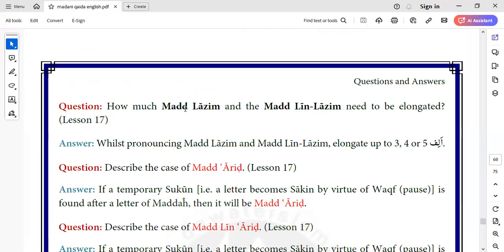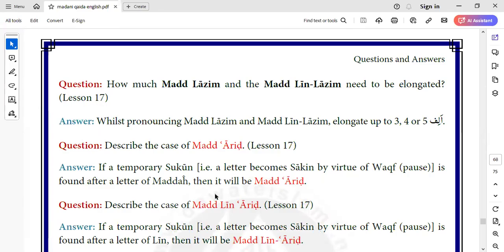Answer. If sukun asli is present after a letter of leen, then it will be madde leen lazim. Question. How much madde lazim and madde leen lazim need to be elongated? Answer. Whilst pronouncing madde lazim and madde leen lazim, elongate up to 3, 4 or 5 alif. Question. Describe the case of madde arid. Answer. If a temporary sukoon, that is a letter, becomes sakin by virtue of waqf pause, is found after a letter of maddah, then it will be madde arid.